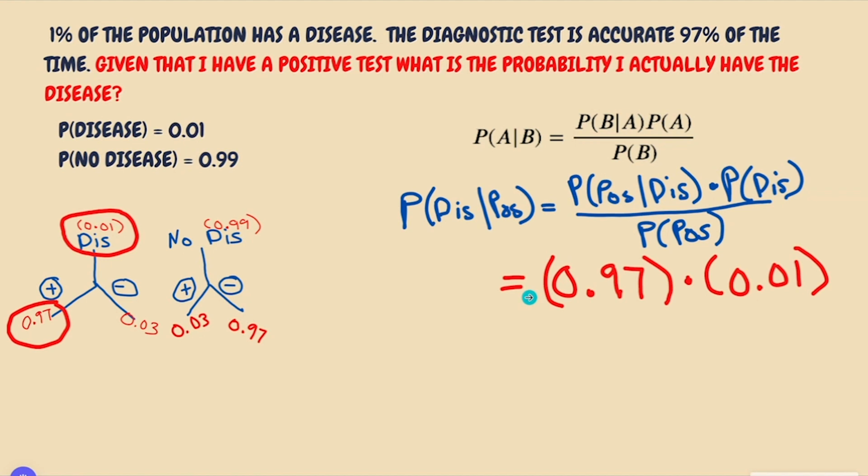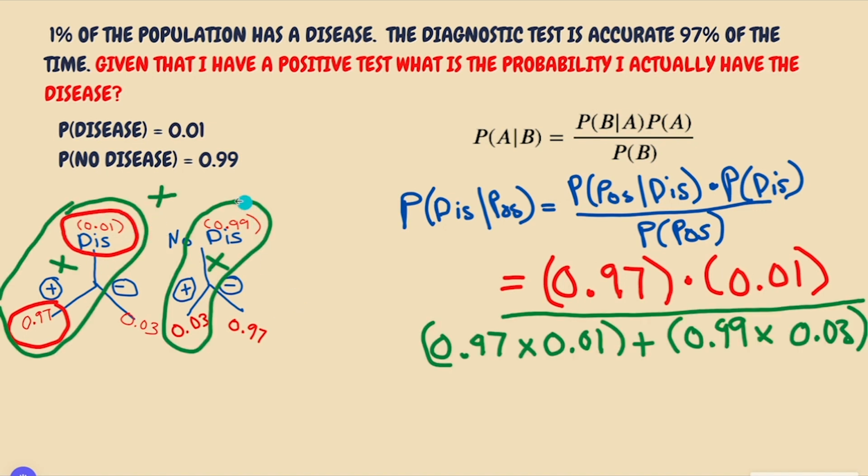So let's fill in these numbers. So the probability given that I have the disease that I test positive is going to be the 0.97 that I see in my tree diagram. So given that I have the disease, I'm going to test positive 97% of the time. That is one single number. I'm going to multiply that by the probability I have the disease in the first place, which is denoted by this red circle here, which is 1%.